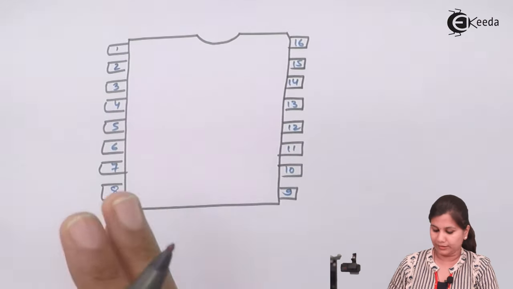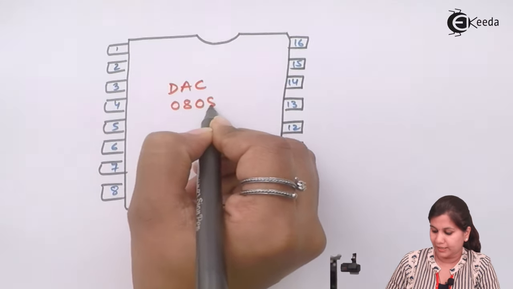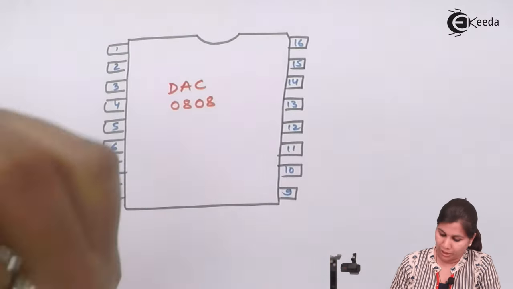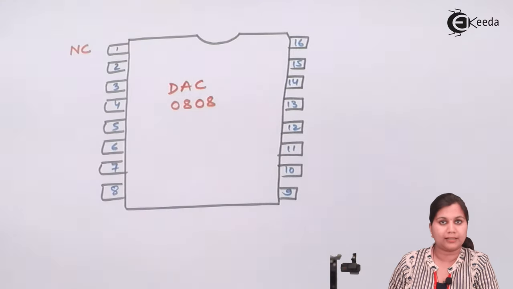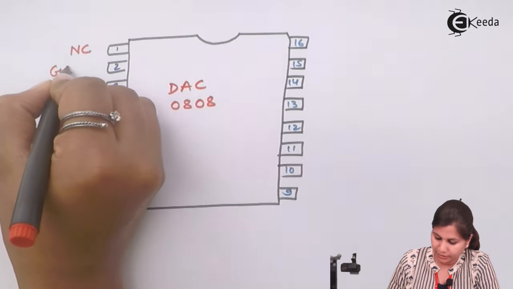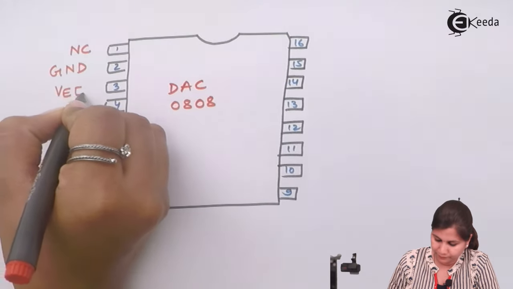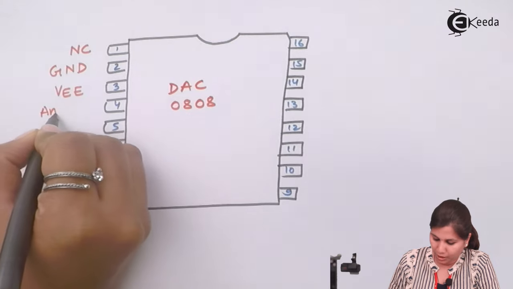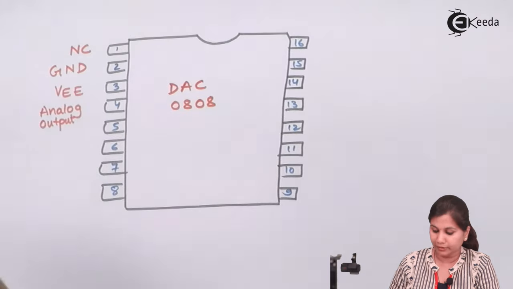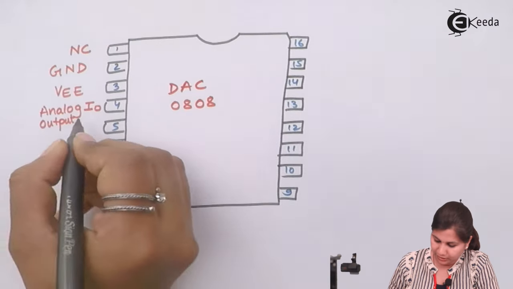So this is the IC for DAC 0808. There are 16 pins, you can see. Now each pin will have some specific function. Pin number one is not connected, that is NC, left for some future use. Then second, it is grounded, GND. Then third is VEE. Fourth is the analog output. As I've said that the output is in the form of a current, so it is analog output I naught.